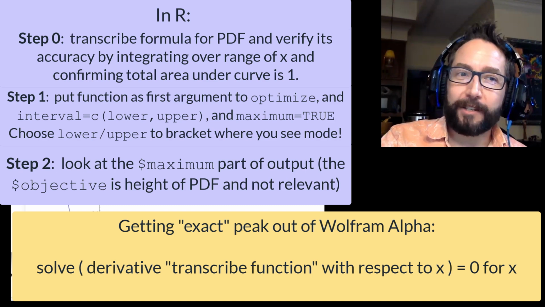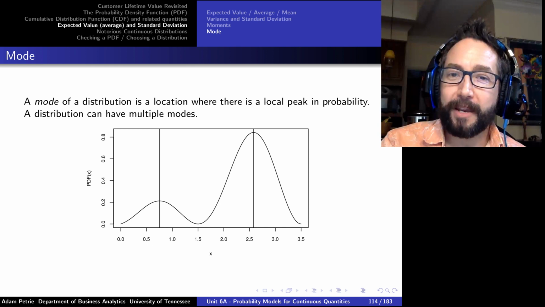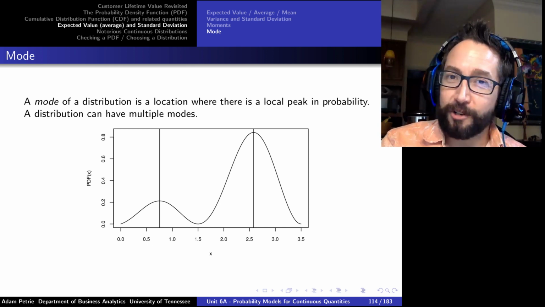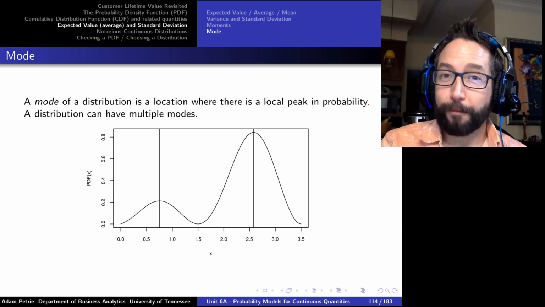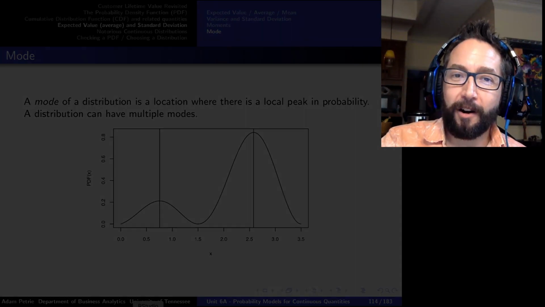Now, what if we were to do this for our original bimodal demand problem? Here we have two peaks. Well, how can we get the locations of both peaks in R and Wolfram Alpha? All right, let's try it out. We'll use the optimize function in R.